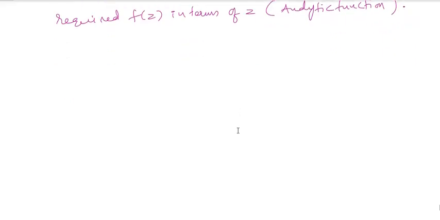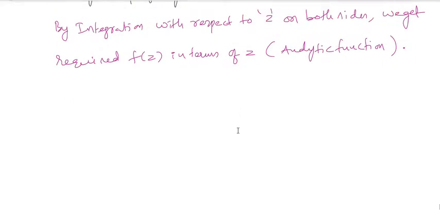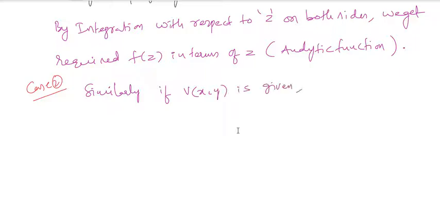Then similarly, this is the first case. If I go with case 2, if v of x, y is given, then you people have to do direct steps. So far I have given f'(z) is equal to usually ∂u/∂x plus i into ∂v/∂x. Am I right or not?